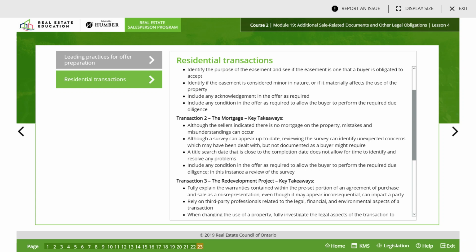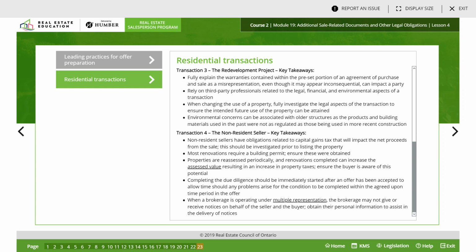Transaction 2. The mortgage. Key takeaways: although the seller indicated there is no mortgage on the property, mistakes and misunderstandings can occur. Although a survey can appear to be up to date, reviewing the property can identify unexpected concerns which may have been dealt with but not documented, as a buyer might require. A title search date that is close to the completion date does not allow for time to identify and resolve any problems. Include any conditions in the offer as required to allow the buyer to perform the required due diligence. In this instance, a review of the survey.